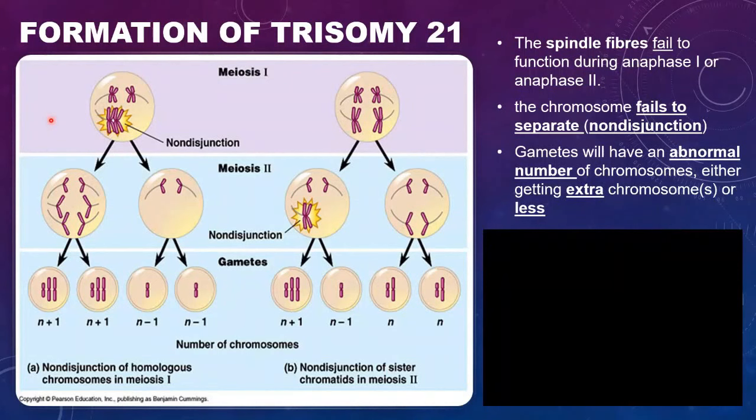How does trisomy 21 happen? It happens because the spindle fibers fail to function during anaphase 1 or anaphase 2. As a result, the chromosomes fail to separate. This process is known as non-disjunction. Gametes will have an abnormal number of chromosomes, either getting an extra chromosome or a missing chromosome.